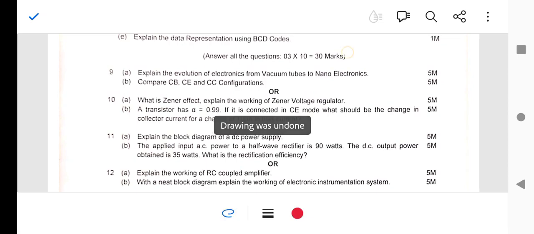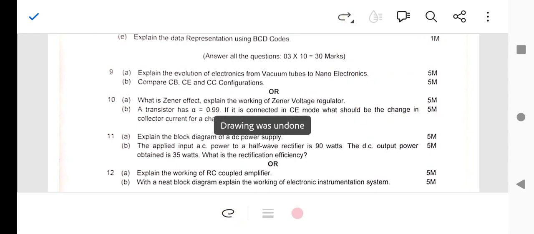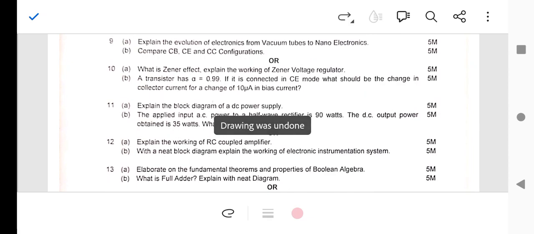You have to draw diagrams. The diagrams of transistor configurations, CB, CC and CE configurations, you have to draw. Without these diagrams you can't get marks. Coming to another one: what is Zener effect? Explain the working of Zener voltage regulator. Again voltage regulator came; a transistor problem may also be given.